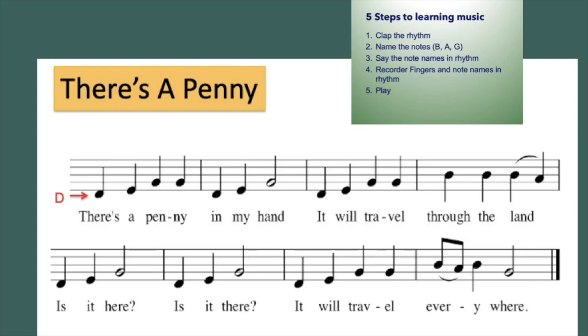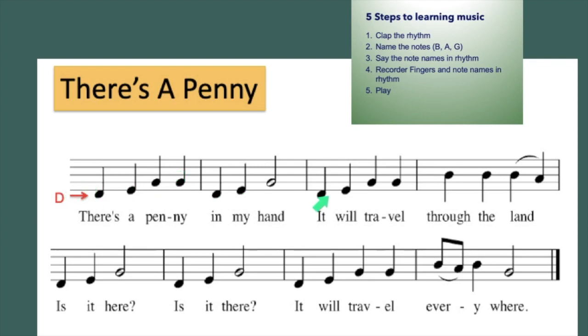Next step, name the notes. Well, we already know, I marked here that this is our D. One step higher than D, just like in the alphabet, one letter later is E. And up here on the 2nd line is G. So we have D, E, G, G. This will be D, E, and G. Notice it's the same notes as it was here.